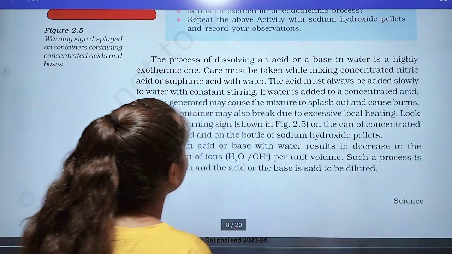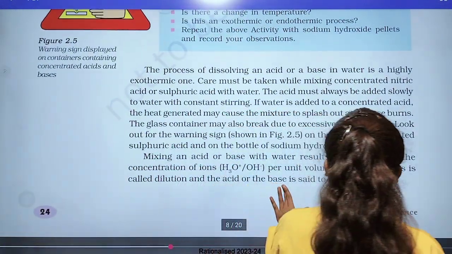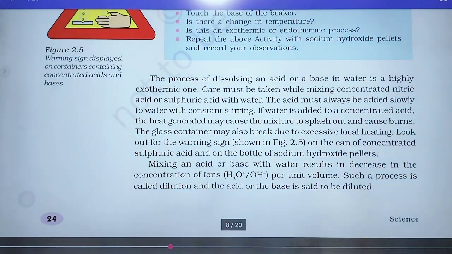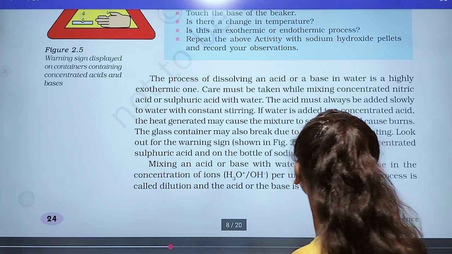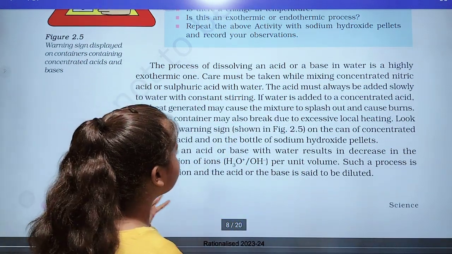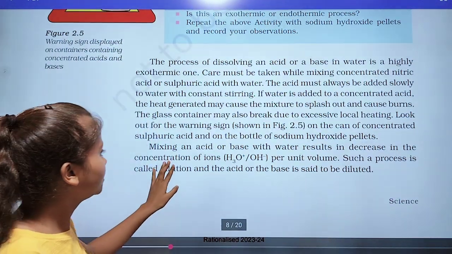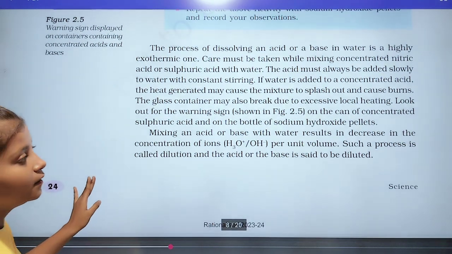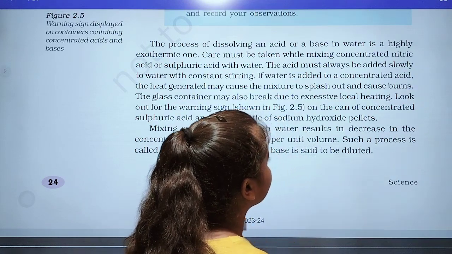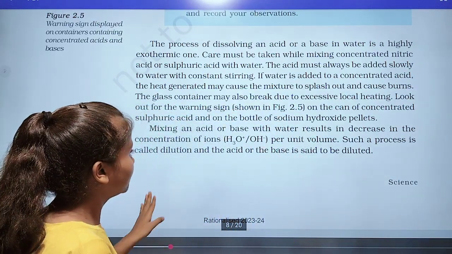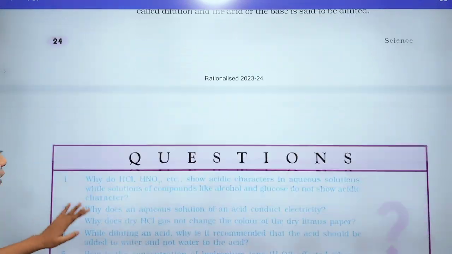Look at the warning sign shown in figure 2.5. This is the warning sign on the can of concentrated sulfuric acid, and on the bottle of sodium hydroxide. Mixing an acid or base with water results in decreasing concentration of ions per unit volume. Such a process is called dilution, and the acid or base is said to be diluted.